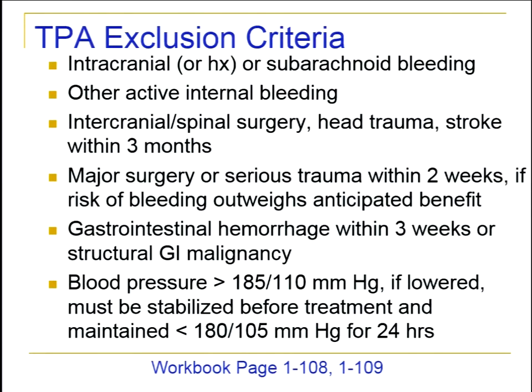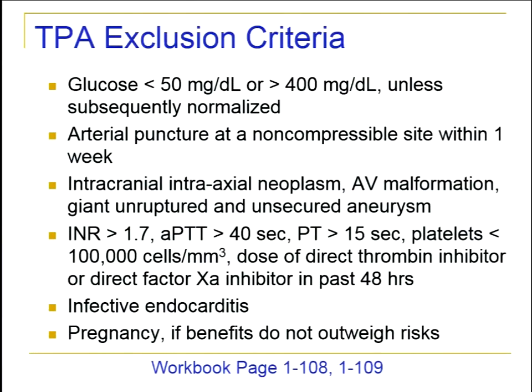Blood pressure greater than 185 over 110. Now, you can lower that. If you lower it with drugs or whatever in the ER, the patient should be stabilized before treatment, and it should be maintained at less than 180 over 105 for the next 24 hours. The glucose should be not less than 50 and not greater than 400 unless we can normalize that. If the patient has had an arterial stick at some site that you can't compress, then you need to be careful about that, and that's a 1 week limitation on that.